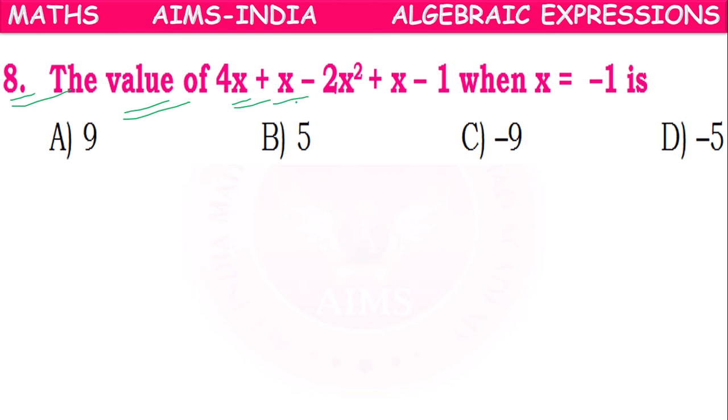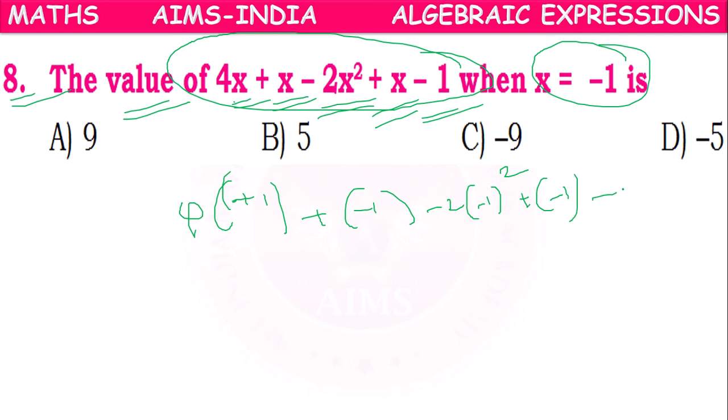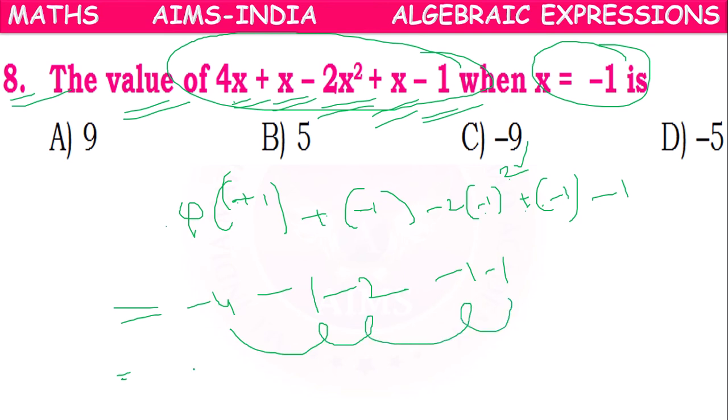Next, the value of 4x plus x minus 2x square plus x minus 1. We have to find the value of the expression when x equal to minus 1. Let's substitute minus 1 in the place of x. 4 into minus 1, plus of minus 1, minus of 2 into minus 1 whole square, plus of minus 1 minus 1. Let's simplify it. 4 into minus 1 is minus 4, plus minus 1, minus 1 whole square, 2 is even exponent, it will become plus 1, 1 into minus 2 is minus 2, plus minus 1, minus 1. In the last we have minus 1. For all quantities having minus sign, we can add them and keep minus symbol. 4 plus 1, 5. 5 plus 2, 7. 7 plus 1, 8. 8 plus 1, 9. Minus 9. So option C, minus 9 is the answer.